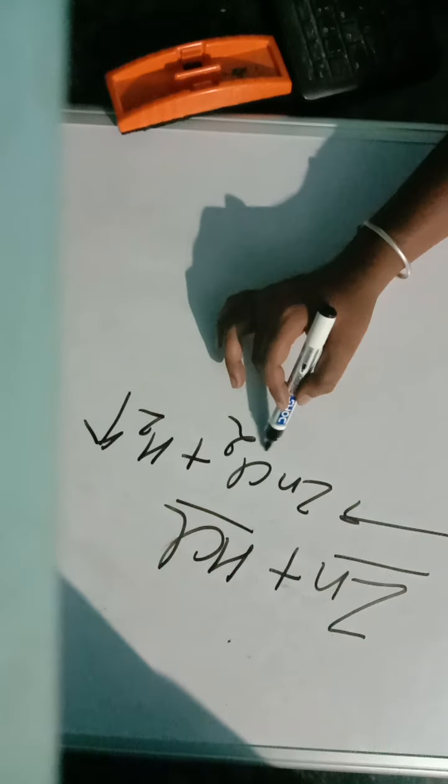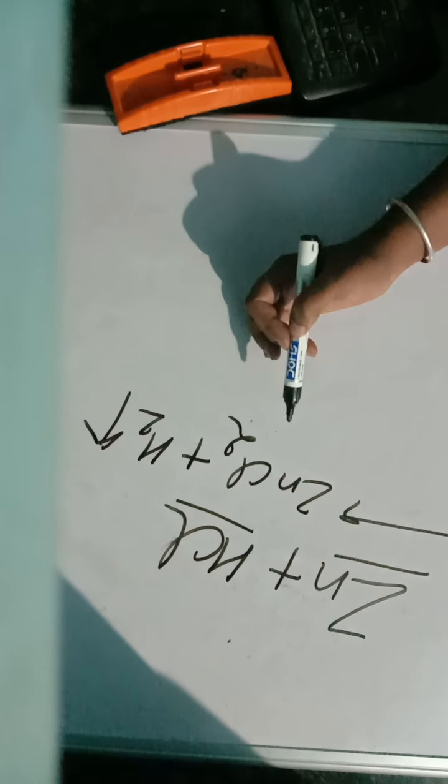Zinc granules, and we are putting HCl, hydrochloric acid. What is the formation of that? ZnCl2 plus hydrogen gas is released. So there is chlorine 2, zinc is 1, hydrogen is 2. Okay, so we will put 2HCl.